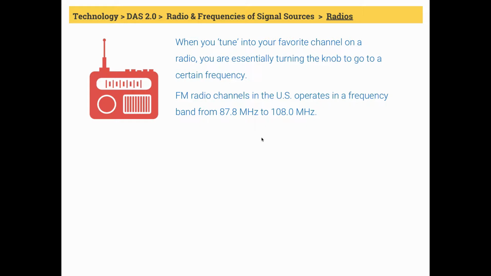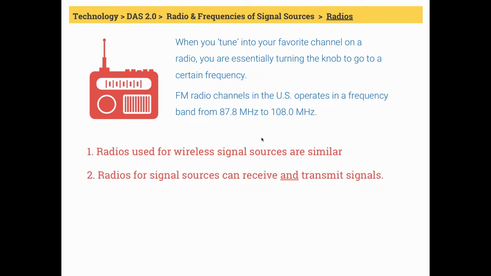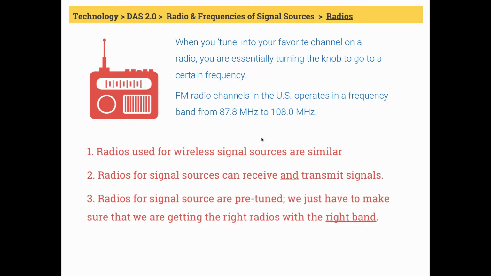We mentioned before that radios are at the core of signal sources. Three things to remember here. Radios used for wireless signal sources are similar, except radios for signal sources can both receive and transmit signals, but radios in our cars can only receive signals. Another big difference is that radios we use in the wireless industry come pre-tuned, which means they are pre-tuned to only work for, let's say, 700 band or 1900 band. We just have to make sure that we are getting the right radios with the right band.